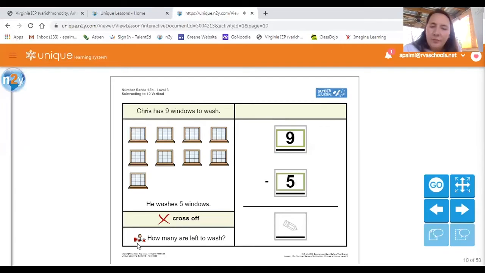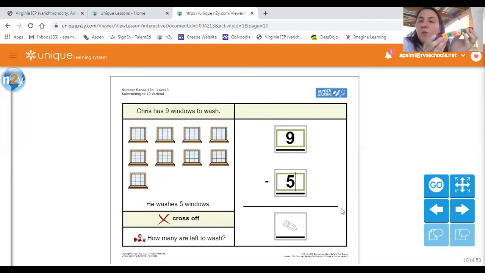Beautiful. So the last part says how many are left. When I hear left in a problem, I know that means that something has been taken away. So my math sentence says 9 minus 5 equals. Okay, here's my big number of 9. And I know minus means the same thing as take away.